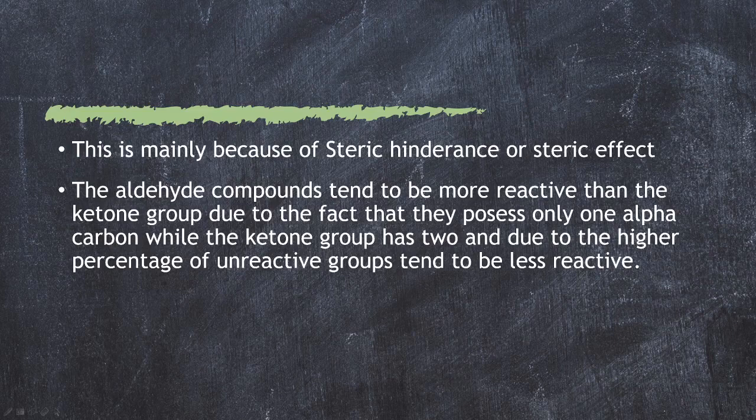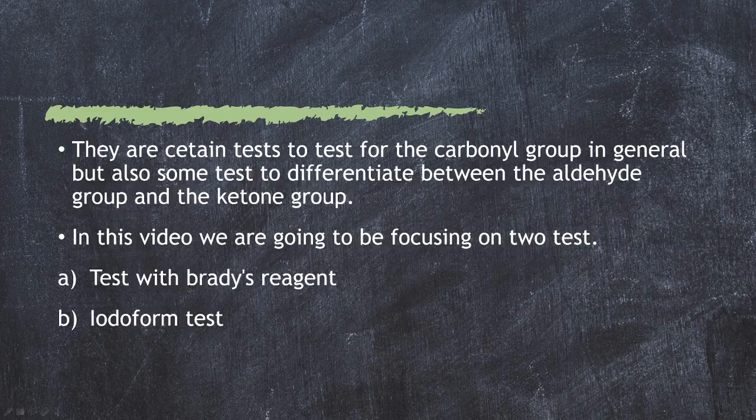Aldehyde compounds tend to be more reactive than the ketone group because they possess one alpha carbon, while the ketone group has two. Due to the higher proportion of unreactive carbon groups, the reactivity of the ketone group is reduced. That's just what this point is about.